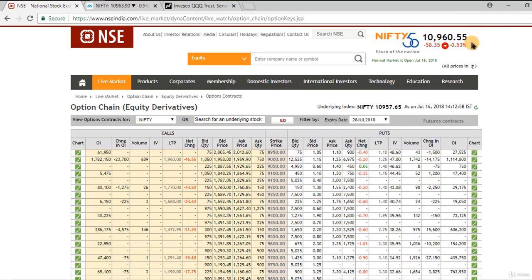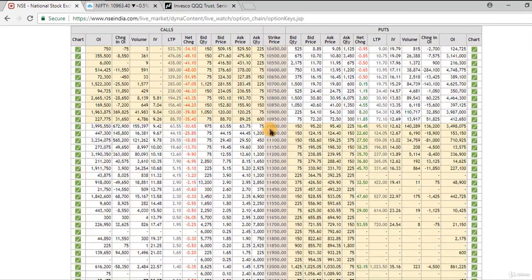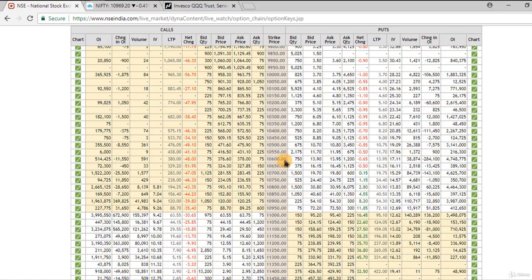As you can see, currently Nifty is trading at 10,960. So 11,000 is the nearest option to 10,960, so it is assumed as the at the money option. The yellow strikes are the in the money options and the white region shows the out of the money options. These are the put options. The yellow portion shows the strikes that are the in the money put options and the white portion is showing the strikes that are out of the money put options.